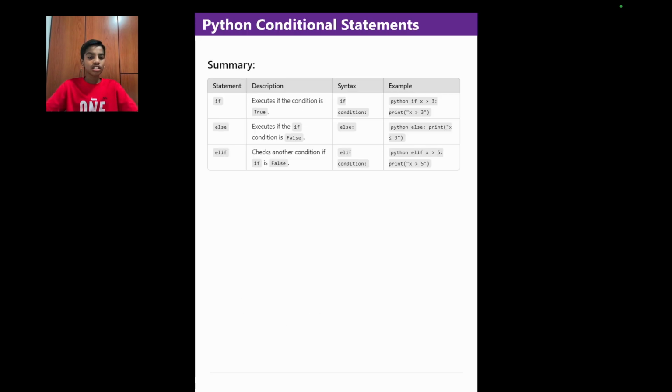So now let's go to the summary. First we have the if statement. The description: executes if the condition is true. The syntax is if and the condition. And here's an example of an if statement. Then we have the else statement, which executes if the if statement is false. The syntax is just else with a colon. Here's an example. Then we have the elif statement, which checks another condition if the previous one is false. Here's the syntax of the elif statement: we just write elif, the condition, and then the colon. And here's an example.